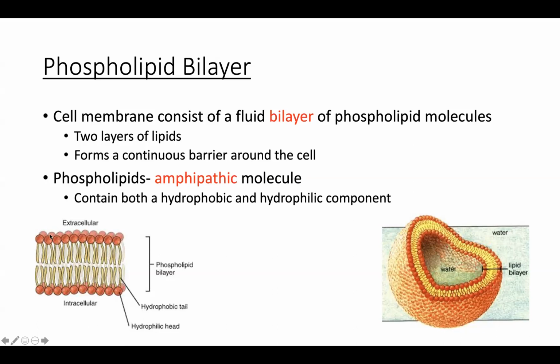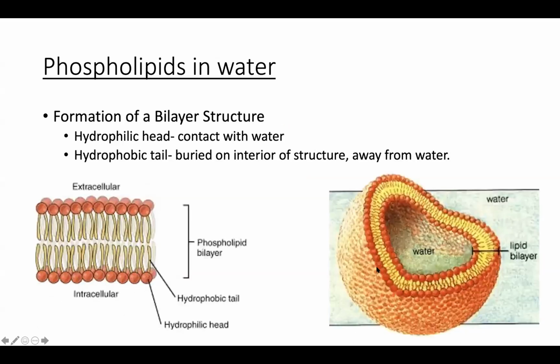Okay. This is a phospholipid bilayer. That bilayer indicates that we have two sheets of phospholipids interacting together. This phospholipid bilayer will form a continuous sheet or barrier around the cell. All right. With the heads pointing to the aqueous environment, this water out here in the external environment, as well as inside of the cell. We know that's also water.